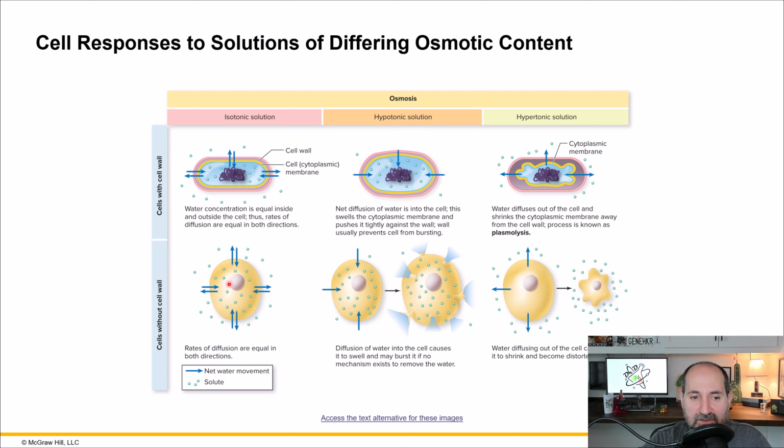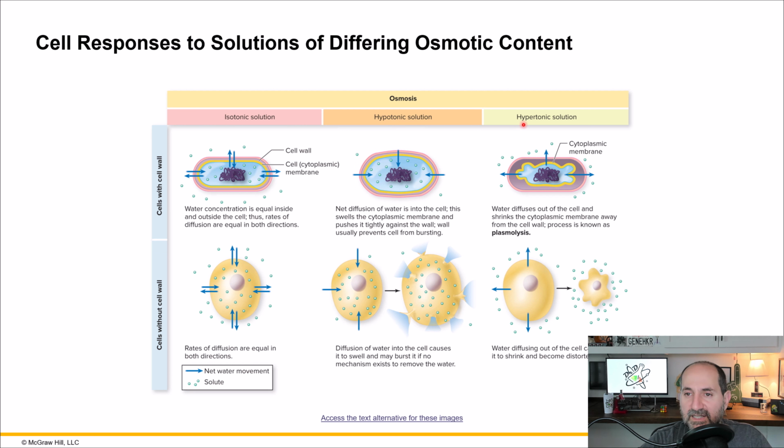In an isotonic solution, the solute concentration outside of the cell matches the solute concentration inside of the cell, so there's no net flow of water. In a hypotonic solution, there's less solute outside of the cell than inside of the cell. This results in water entering the cell, and if it's a cell without a cell wall, this causes the cell to lyse or break open. But if it is a cell with a cell wall, this causes the cell to become firm.